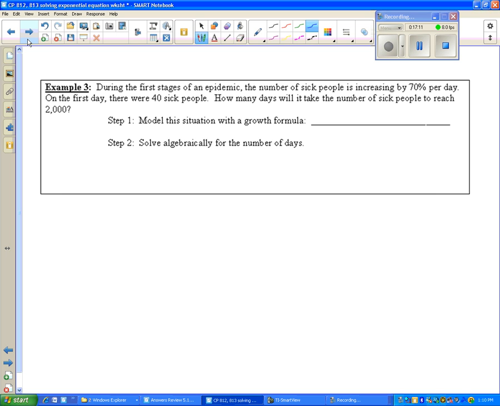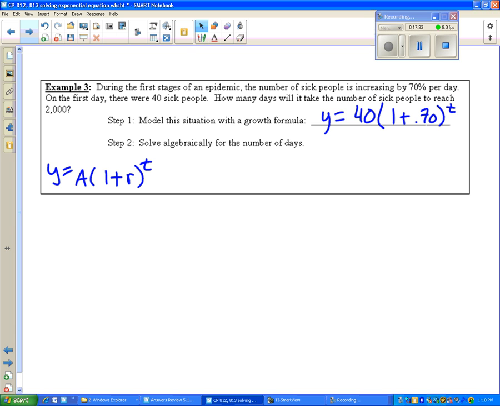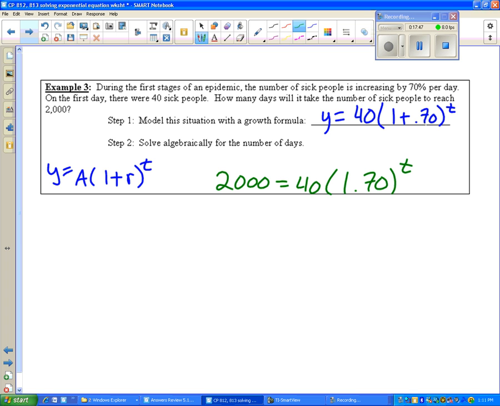Remember, my growth formula is y is equal to my original amount, 1 plus r to the t power. So this is y is equal to my original amount, 40, times 1 plus my rate as a decimal, 0.70, to the t power. Now I want to know when I reach 2,000 people. So I want 2,000 to equal 40 times 1.70 to the t power. Get my base by itself by dividing by 40.